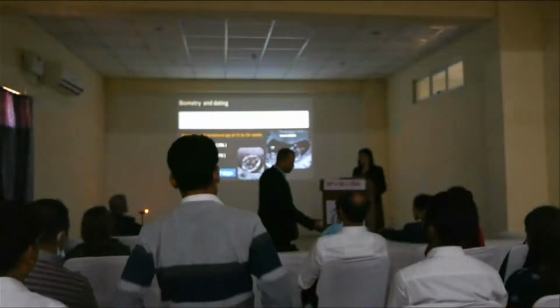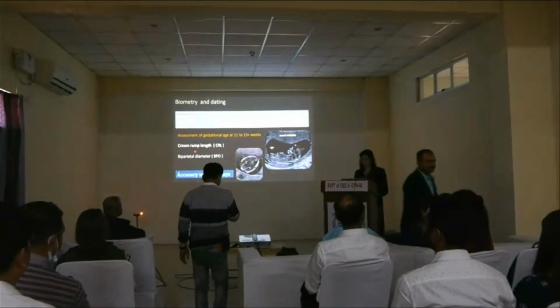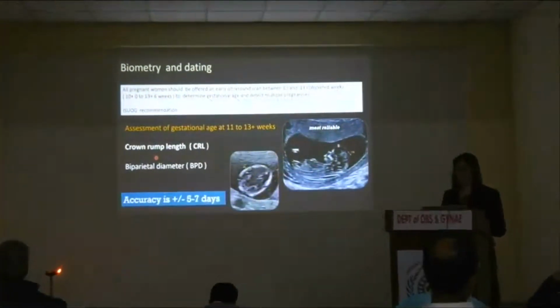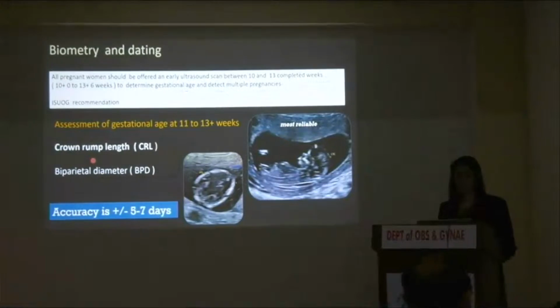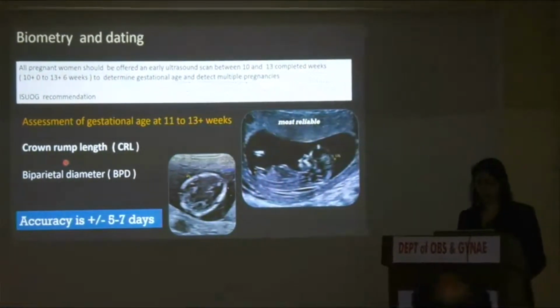So, just a slide about biometry and dating, because all pregnant women should be offered an early ultrasound scan between 10 and 13 completed weeks to determine the gestational age and detect multiple pregnancies. Now, for the assessment of gestational age at 11 to 13 weeks, the optimum is the crown rump length. This is the most reliable, but we can also use the biparietal diameter. And the accuracy of dating by using the CRL is almost plus or minus 5 to 7 days.